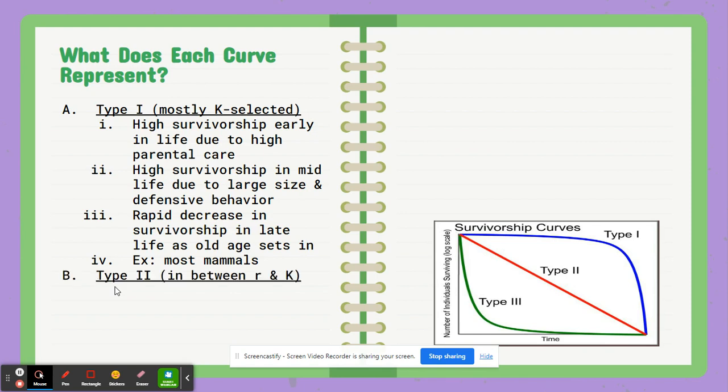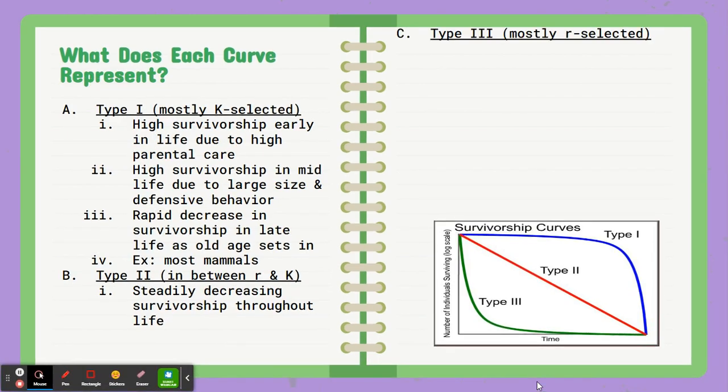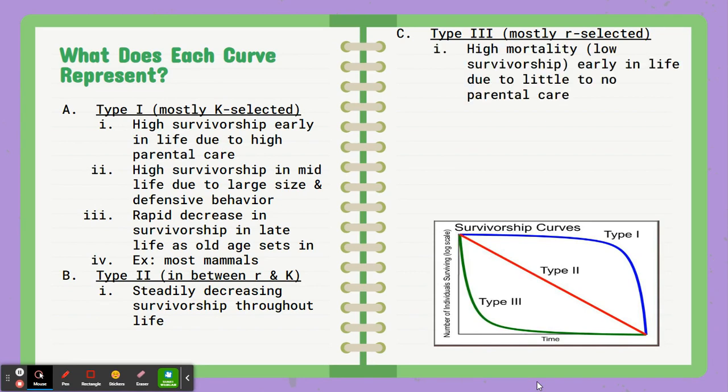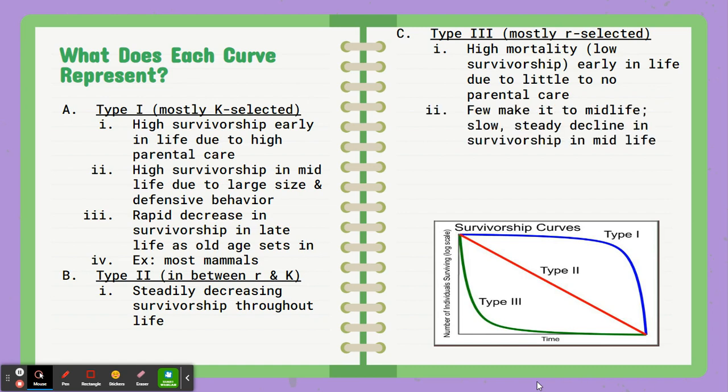Now, type 2 can be somewhat of a blend between R-selected and K-selected organisms. We see a steady decrease with survivorship throughout their life, while type 3 are usually going to be mostly R-selected organisms. So they have very high mortality or low survivorship early on in their life due to that little or no parental care given.